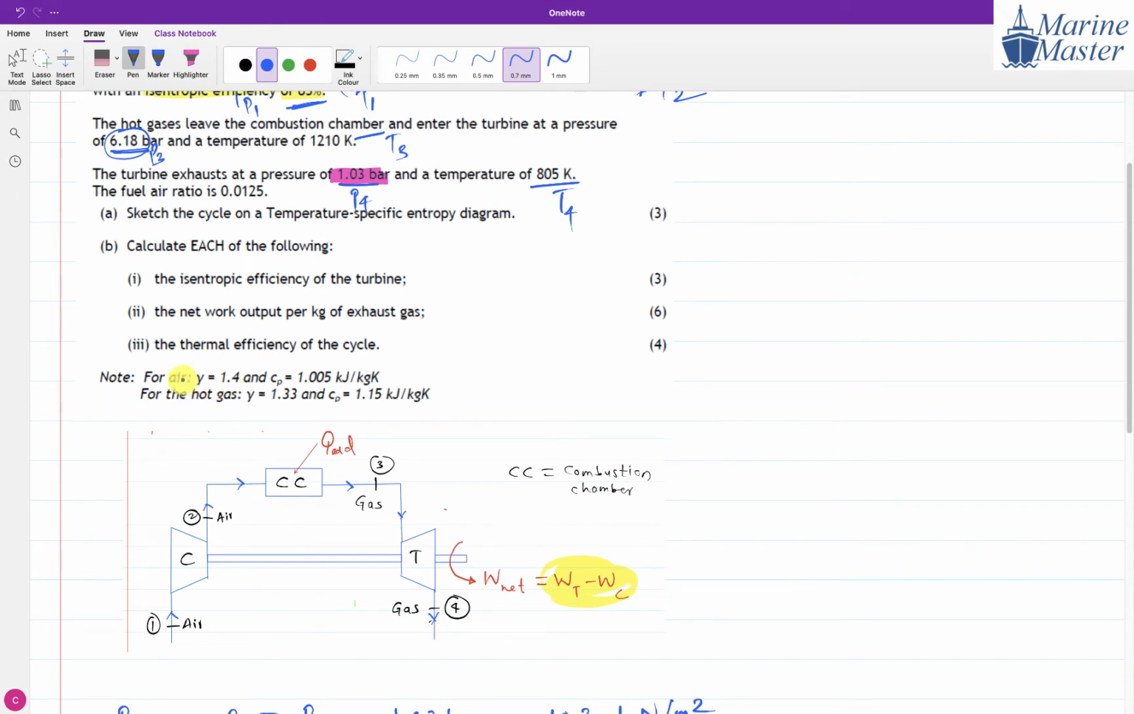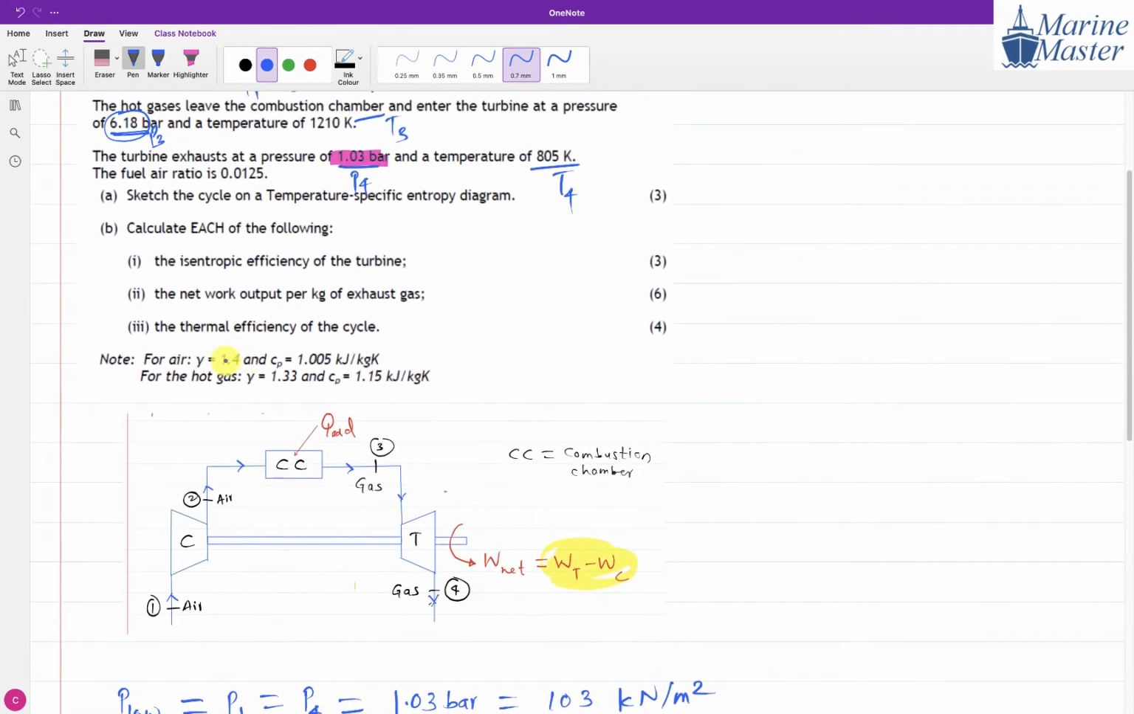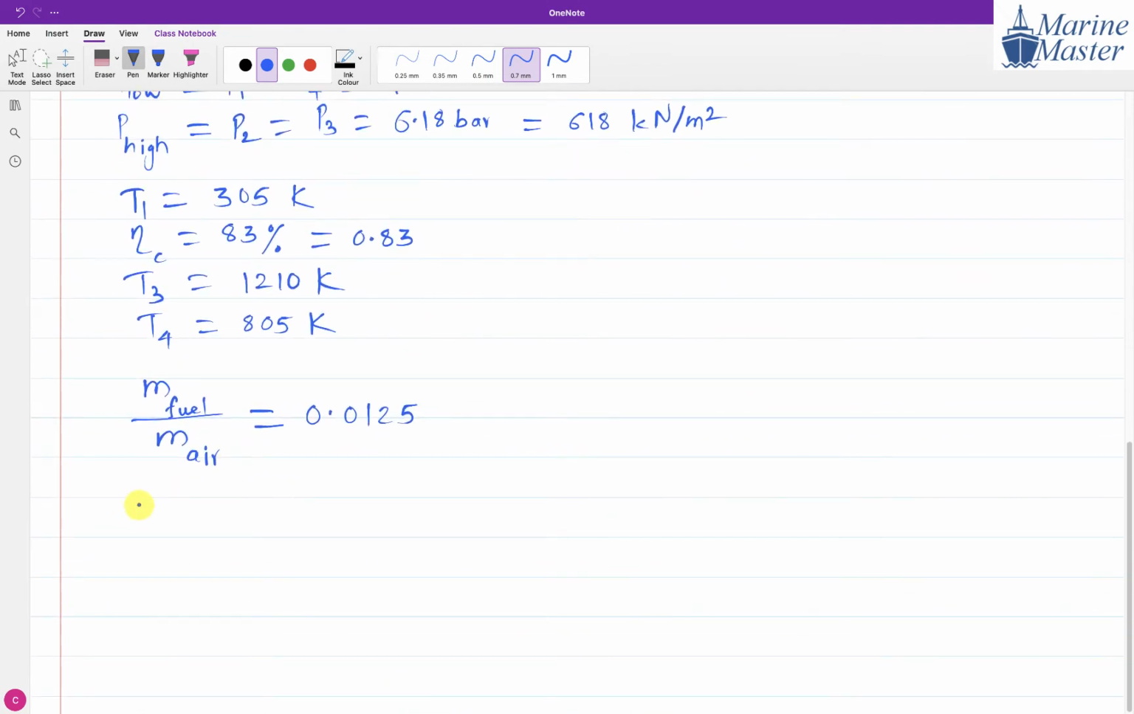Next, in the note, always read the entire question carefully. In the note they have given us gamma of air and Cp of air. Gamma of air is 1.4, and Cp of air, the specific heat of air, is 1.005 kilojoule per kg Kelvin.